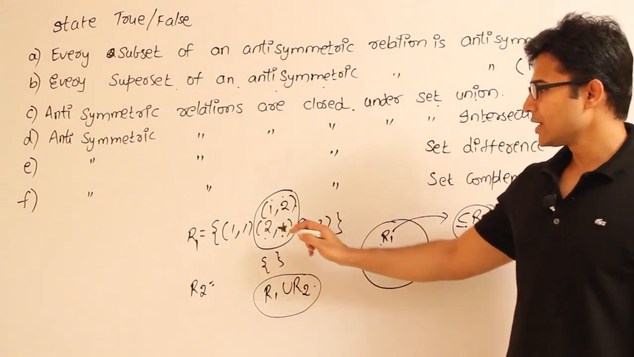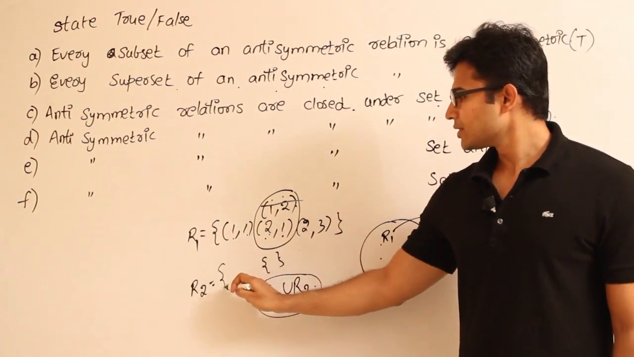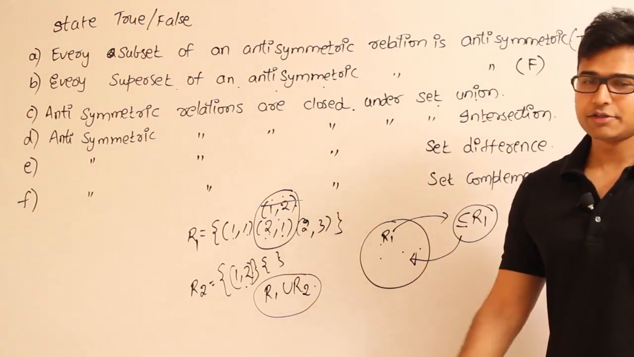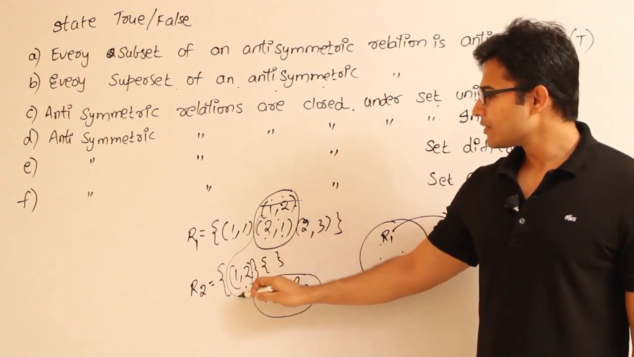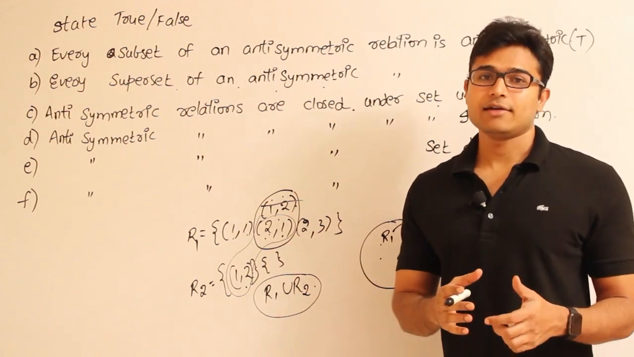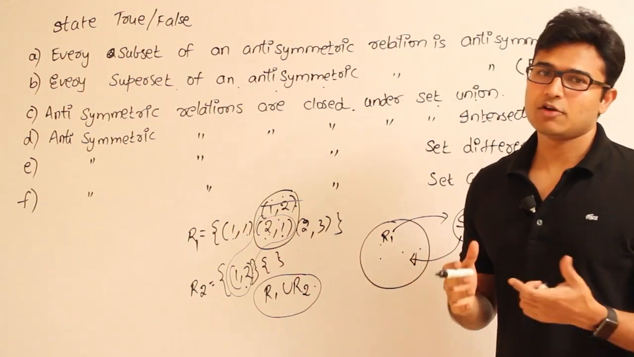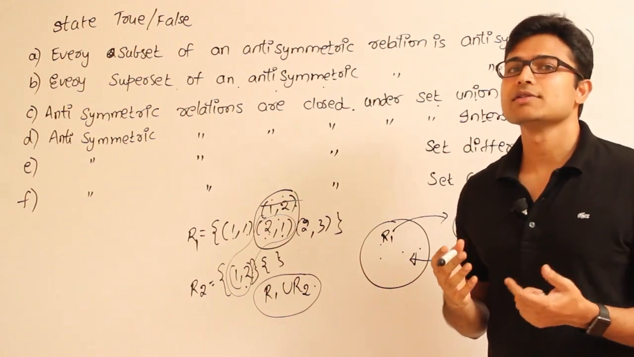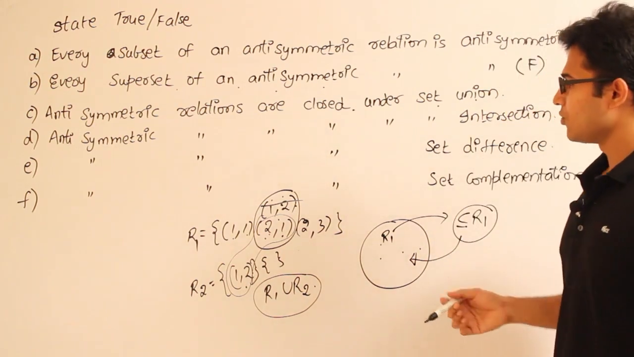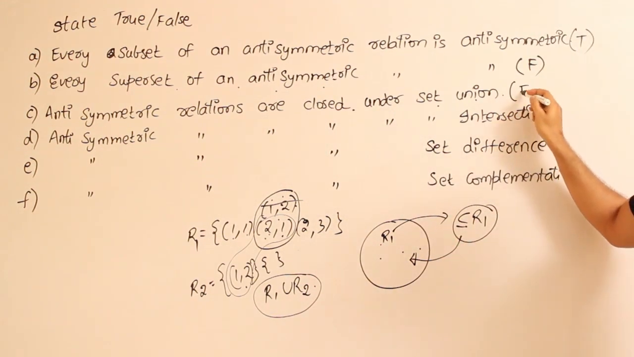The reason is simple. See this, if R1 is 1 comma 1, 2 comma 1, 2 comma 3, and let us say R2 is 1 comma 2. Now this is an antisymmetric relation and this is an antisymmetric relation. By joining them there is a symmetric pair again, x comma y and y comma x. Therefore even though the relations are antisymmetric independently, by merging them the resulting relation may not be antisymmetric because we might introduce symmetric pairs, and by definition there should not be any symmetric pairs in an antisymmetric relation. Therefore, antisymmetric relations are closed under set union is false.